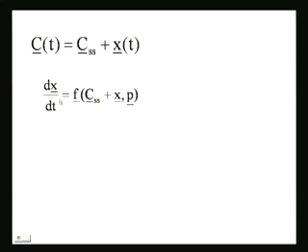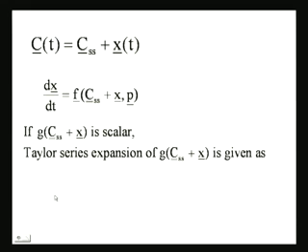So my dx dt would be written as f of CSS plus x comma p, fine. Why do I write it? Because I want to find the Taylor series expansion of this about Cs. So it would be f of Cs comma p plus the rest of the terms.